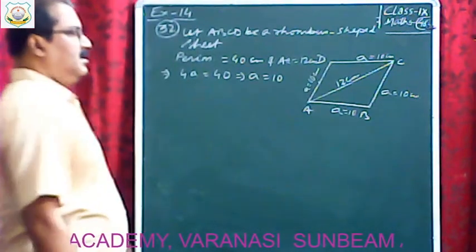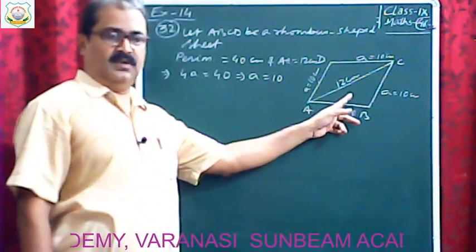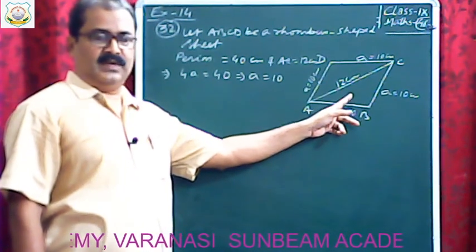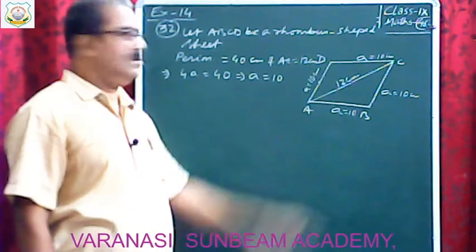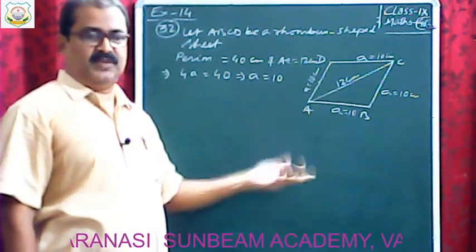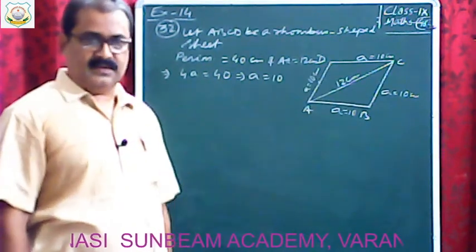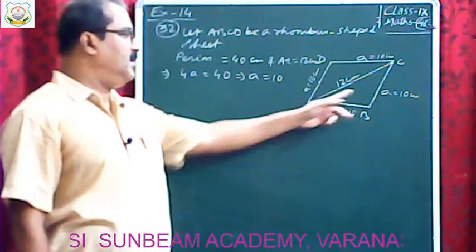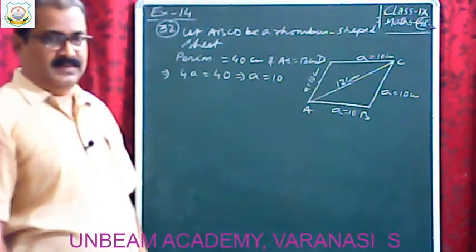Okay. Now thereafter, what you have to do, you have to find area of triangle ABC only. After getting area of triangle ABC, you have to make it double, then we get area of rhombus, because both the triangles have the same shape and size. The area of triangle ABC is the same as area of triangle ADC.